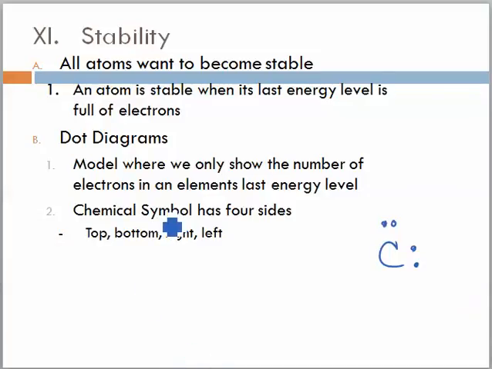Typically, we write down the chemical symbol, and then we use its 4 sides. We have top, I put 2 on top. You could put 2 on bottom. You could put 2 on right. You could put 2 on left. It's just kind of arbitrary where you choose to put them.